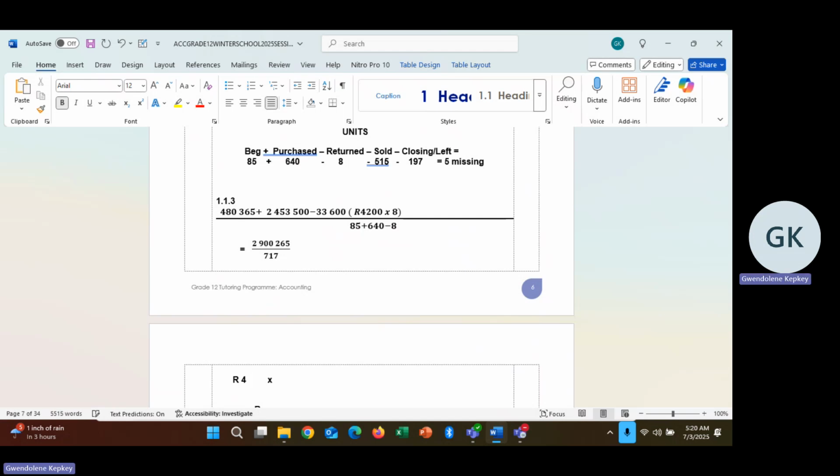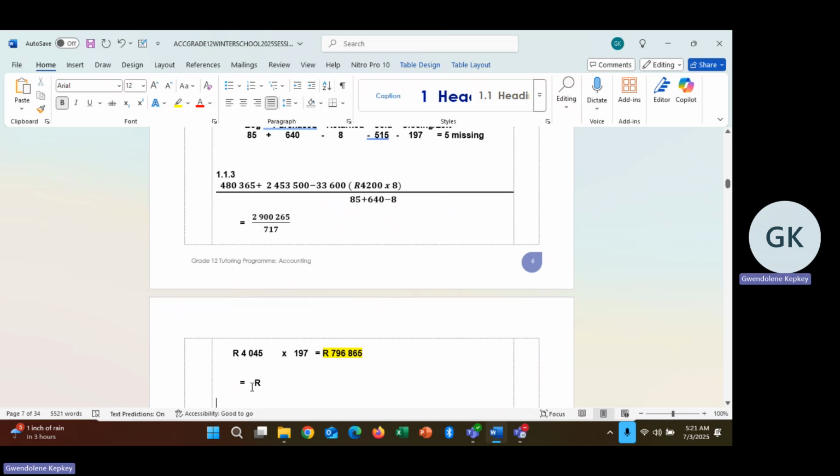Your average price is 4,045 Rand. We're going to multiply that with my 190 items that I have remaining, or my end stock, closing stock in the number of items. If I do so, I come to a Rand value of 796,865 Rand. This is the value of my stock applying the weighted average method.